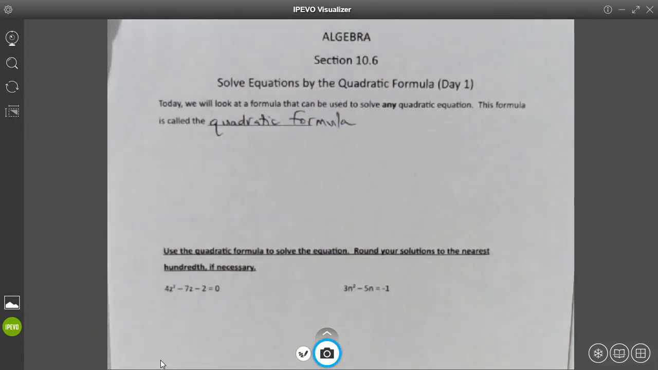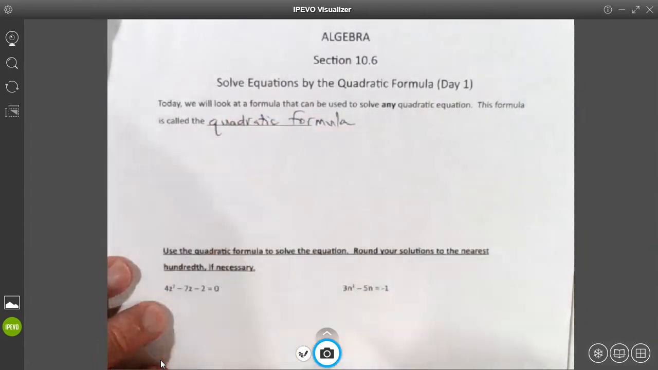A formula is just an equation that does a specific job. We've got the distance formula. There are formulas for area, lots of different formulas, Fahrenheit and Celsius. So all it is, it's an equation that solves a quadratic equation. And so here's the quadratic formula.